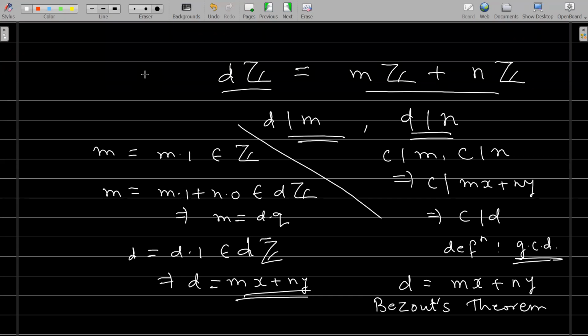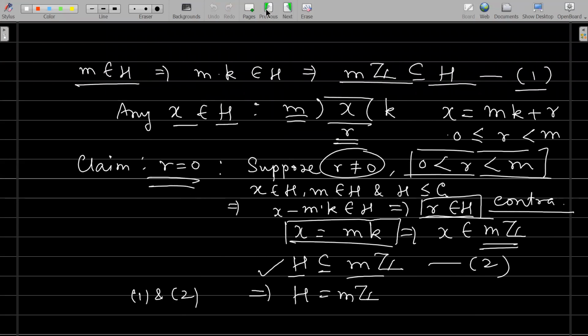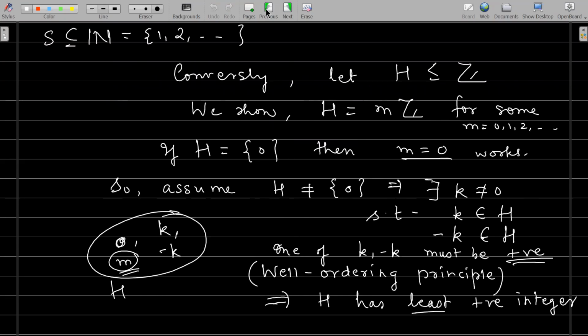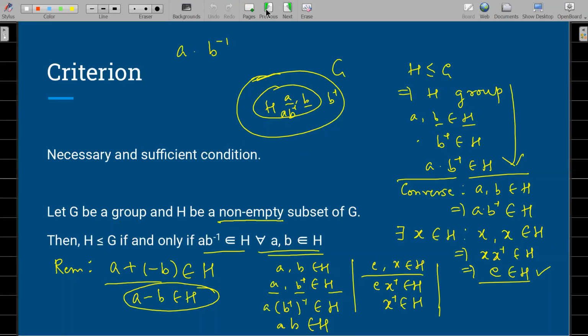Sir, I have a doubt. Can you go to the slide of the converse of the criteria? The blue slide, one more. Over here at the bottom right corner, how did you get the conclusion that E into X inverse belongs to H?